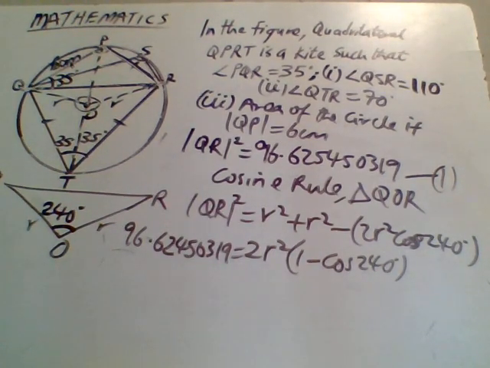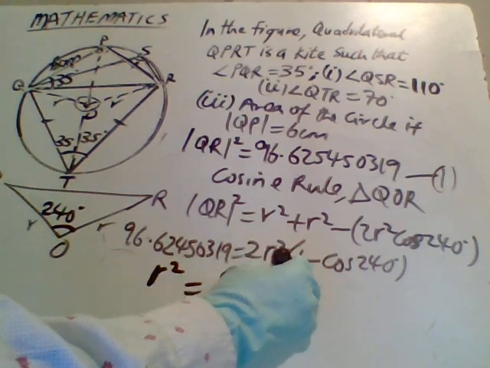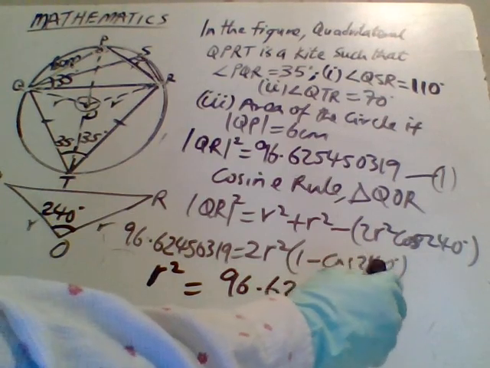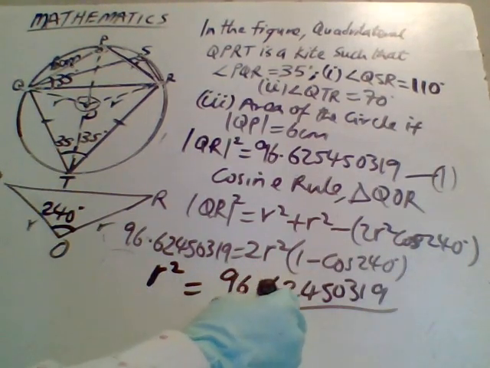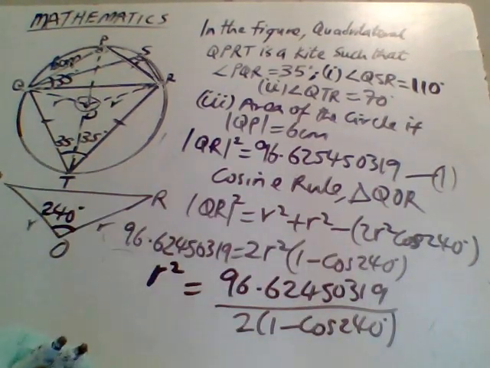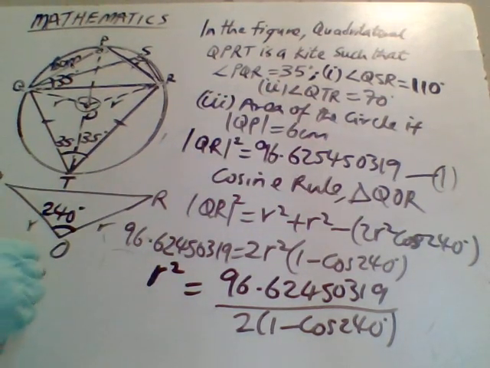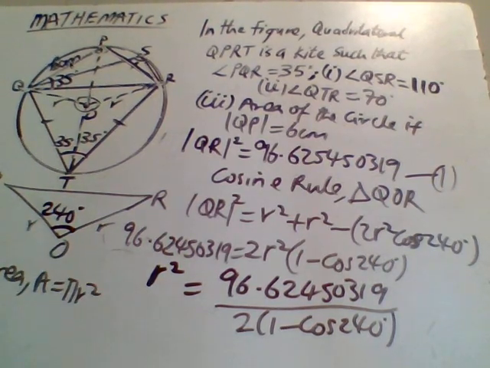So the only thing you have to do is to make r squared the subject of the formula. Make r squared the subject of the formula. So in this case, you have r squared is equals to 96.625450319 divided by 2 in bracket 1 minus cos 240 degree. That is r squared. So we are looking for area of the circle. Let's call it A is equals to pi r squared. Is it not? So that is it. All you need is to put pi here. That gives us the area.